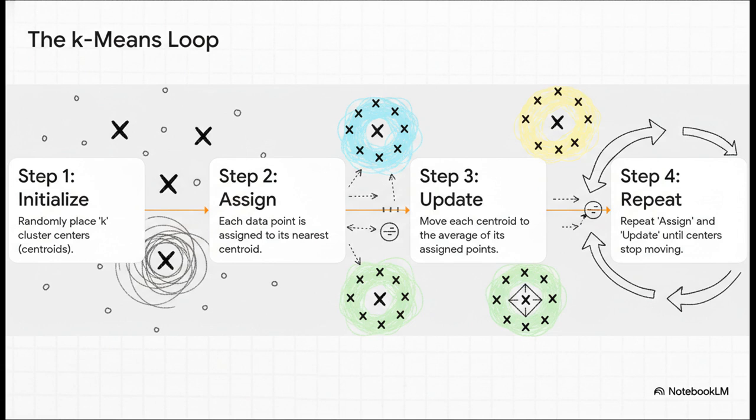Step 2 is the assignment step. Every single data point looks at all the centroids and gets assigned to the one it's closest to. Then comes step 3, the update step. Each centroid looks at all the points that were just assigned to it and moves to their average position. And that's it. You just repeat that assign and update dance until the centers just stop moving.